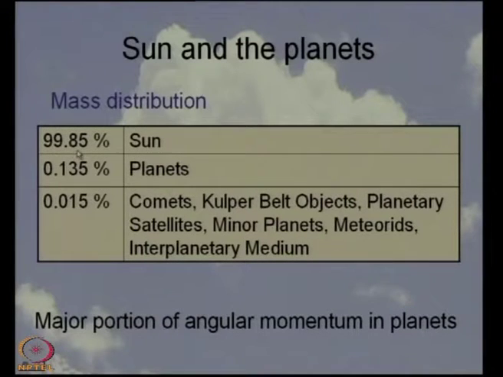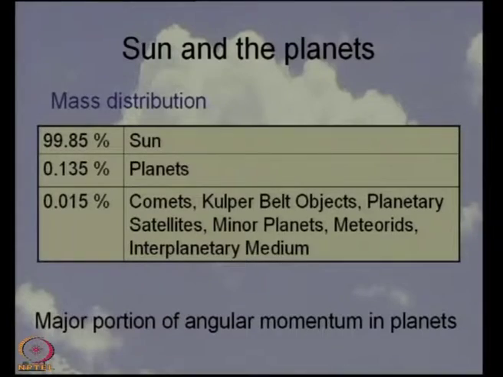You see that more than 99% of the mass lies with the sun, which is at the center of the solar system. The planets have a little more than 1% of the mass, and approximately 0.02 percent of the mass of the solar system is in comets, Kuiper belt objects, planetary satellites, minor planets, meteoroids, interplanetary medium, etc. These are very small things that also are there in the solar system other than planets. Okay. So, the mass predominantly lies in the sun.